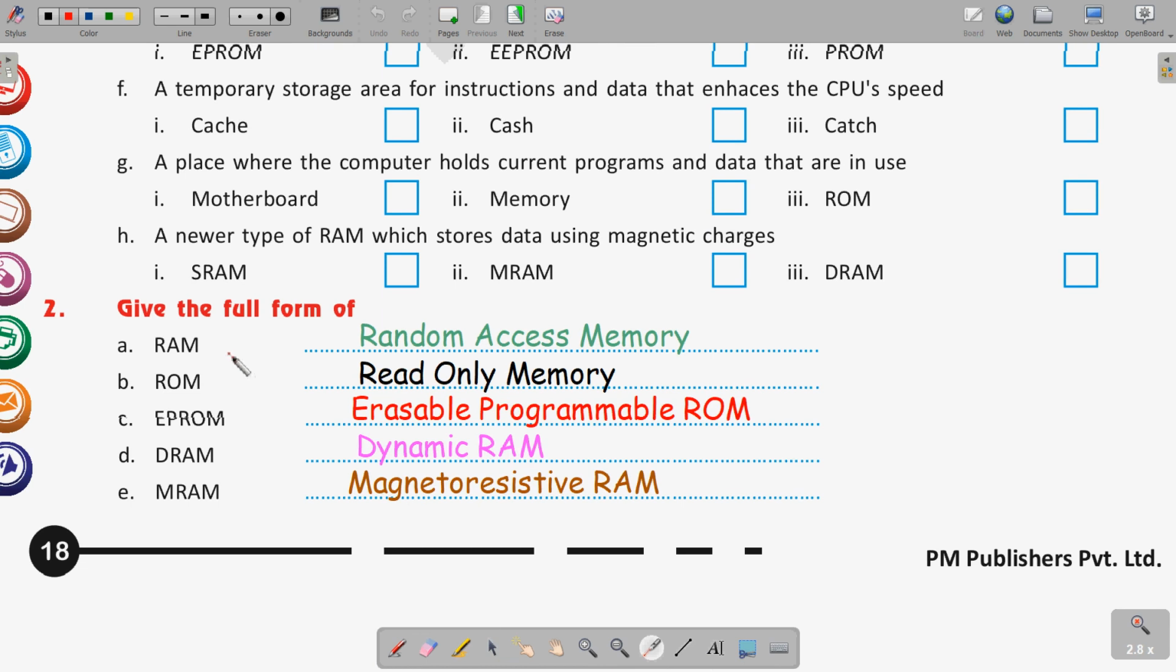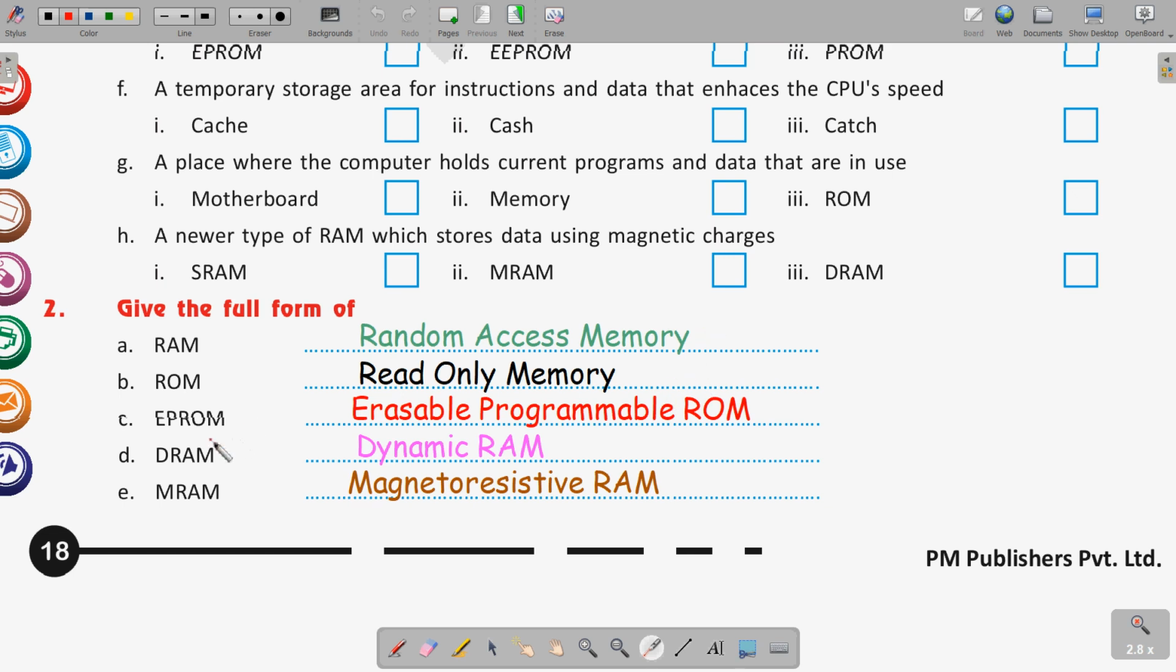So the first one is RAM. That is, full form is random access memory. Clear? Write the spellings correct also. If the spelling is wrong, marks may be deducted. So if you're writing or learning the things, the spelling should also be correct. Okay. Next one is ROM. So full form of ROM is read only memory. These RAM and ROM are the two types of the primary memory we have seen.